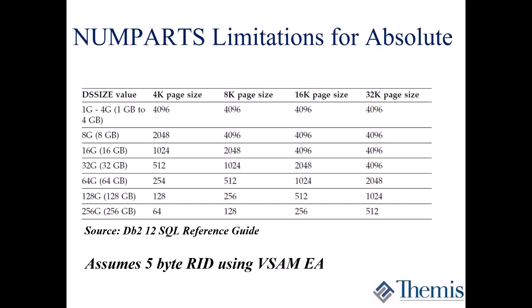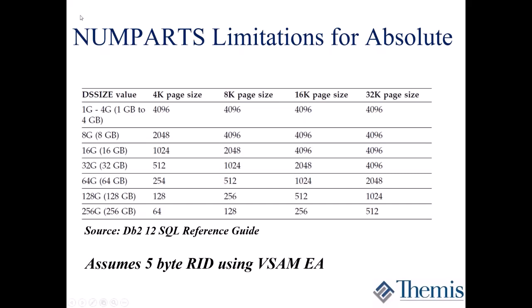By the way, this chart assumes that you're using a 5-byte RID, what we used to call a large table space, and that you're using SMS managed storage with VSAM extended addressability enabled. Your numbers are actually a lot lower than this if those two things aren't true. So we'll say this applies to any kind of modern table partitioning, post version 6 or 7.